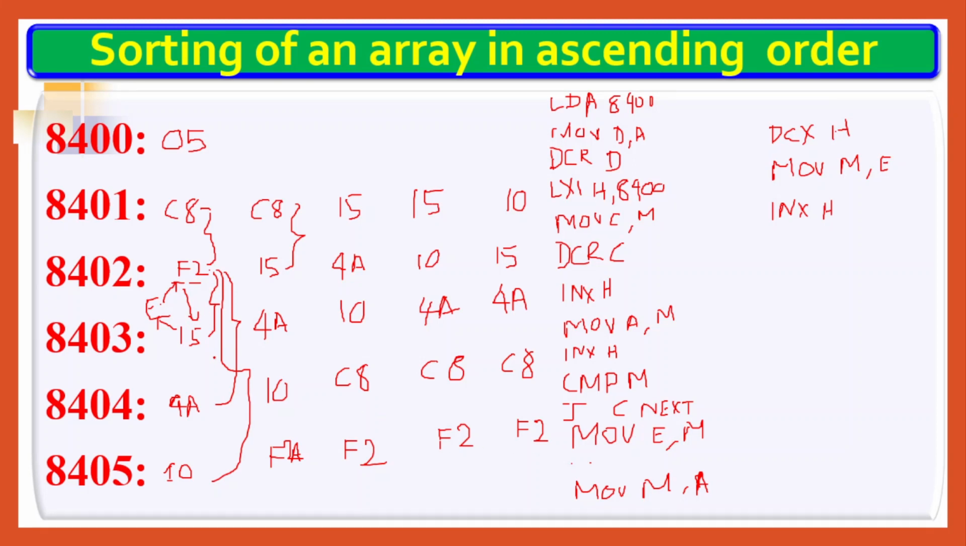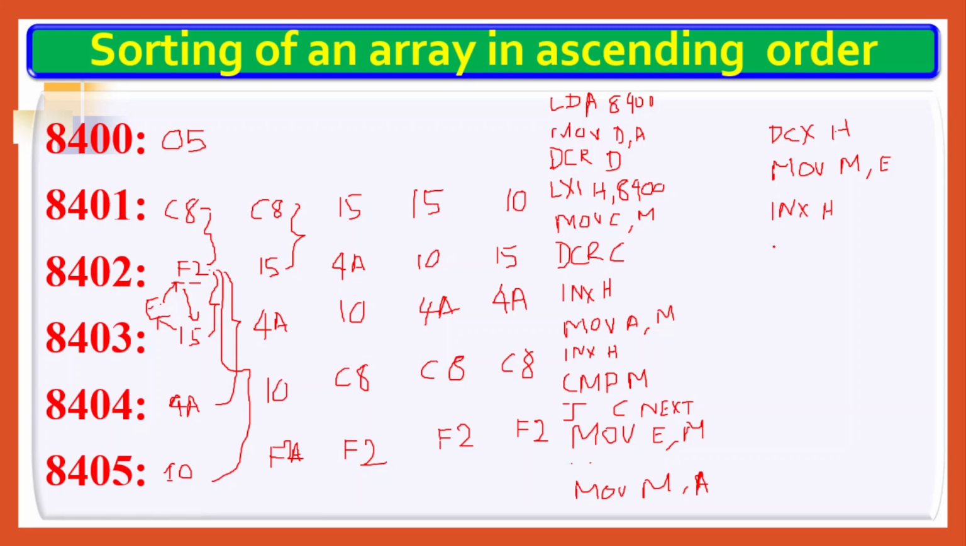We are taking the current value to the buffer, copying from the previous value to the current memory, decrementing the memory once, copying the buffer value to memory. Again we are incrementing to point out. Now this memory will point to 8403. So now it's over.